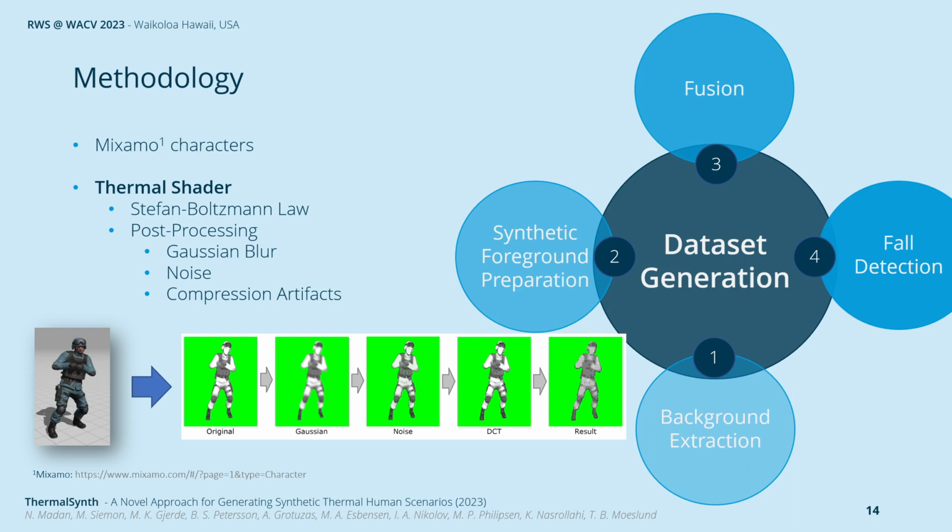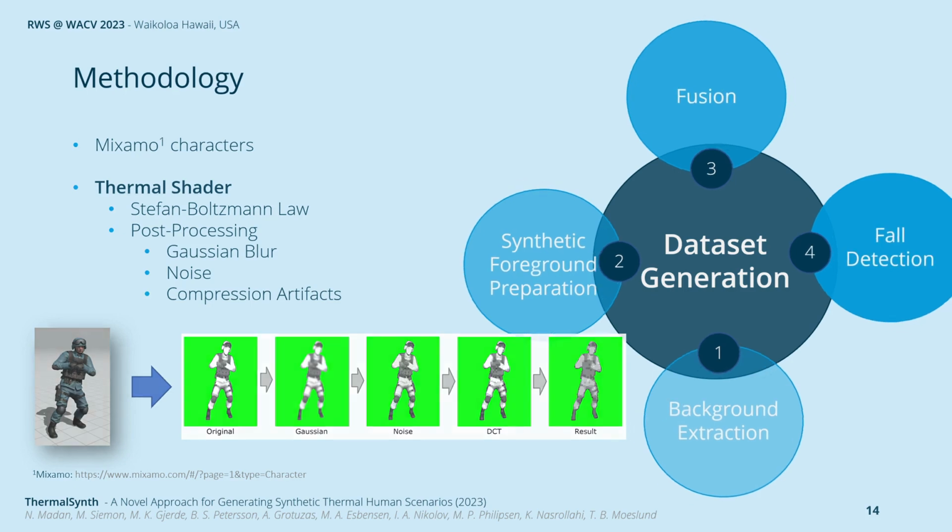This thermal shader is based on the Stefan Boltzmann law and a few post-processing steps which allow us to mimic the quality of, say, almost every thermal camera out there that is just mounted in the wild and suffering some artifacts. So we apply Gaussian blur, some noise, discrete cosine transform to obtain the level that you can see on this slide.